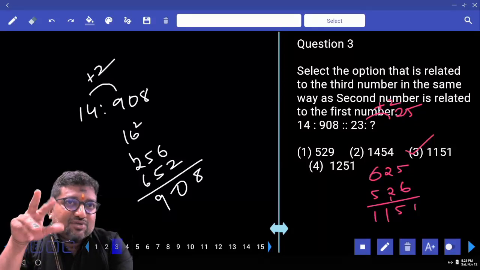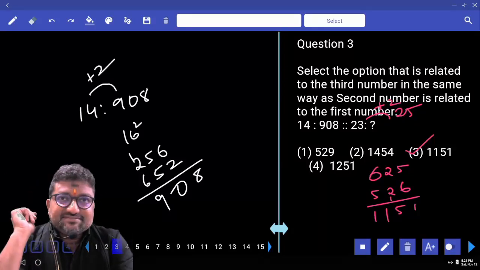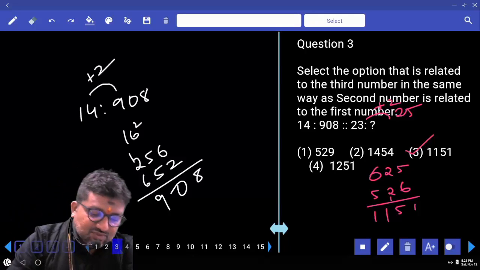That you should also think in this different way. Is this clear? So let's go for the next one.